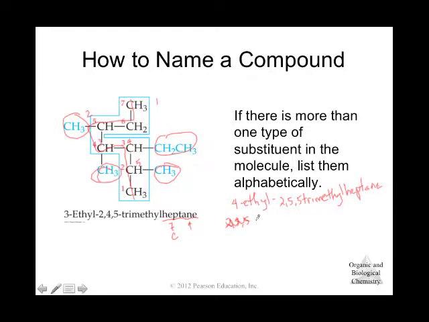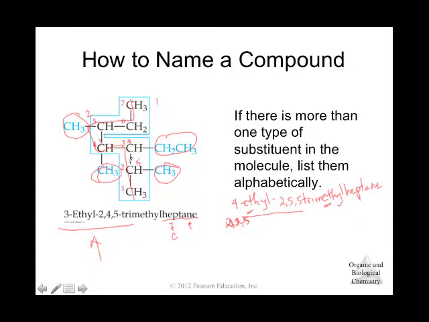All right. Well, if you look at this name versus this one, this one has the lower numbers for the substituent, so that is why we start numbering at the other end. And literally, it's like trial and error, and you get used to it after a while. So, we had methyl groups and ethyl groups. If you have more than one type, list them alphabetically. So the eth came before the meth. The tri had nothing to do with it.